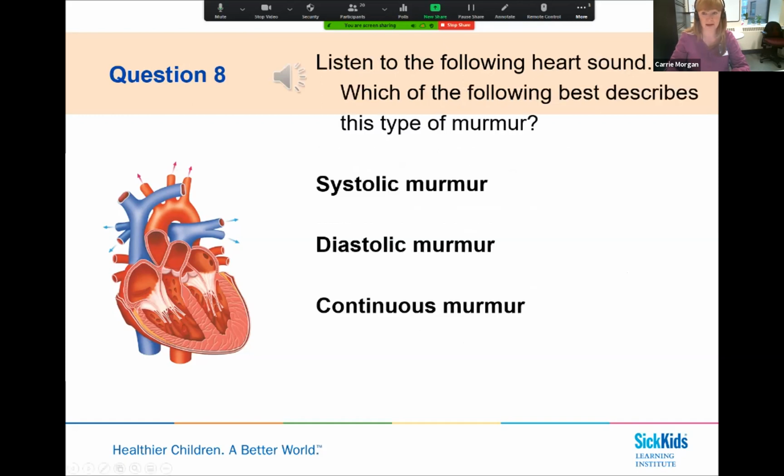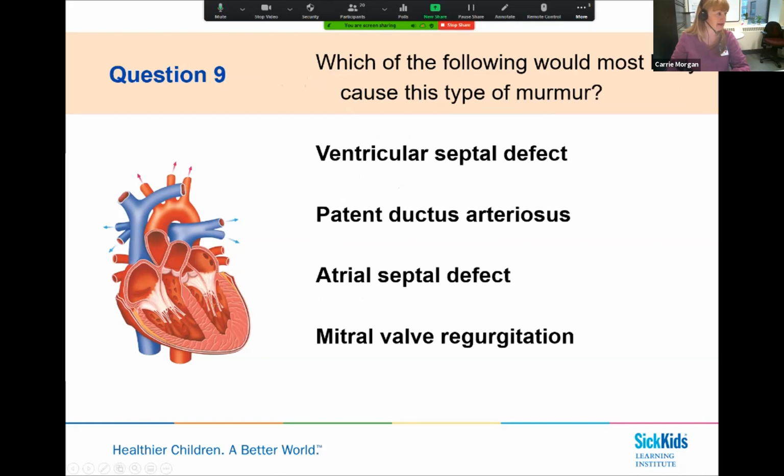Okay, so the next question was question 8. Oh yes, 75% of you definitely feel that this is a continuous murmur. It was quite a loud murmur, so you could hear the murmur through all phases of systole and diastole. So let's see what you said would most likely cause it. 83%. You have to get the last question right to get this one right. But yes, the most likely cause of this type of murmur would be patent ductus arteriosus.